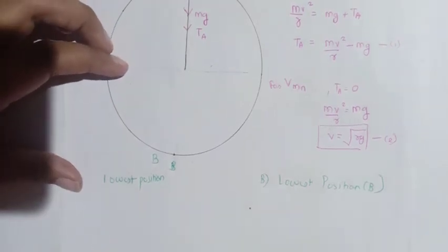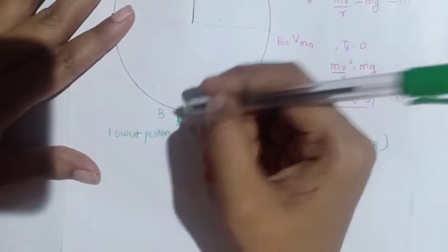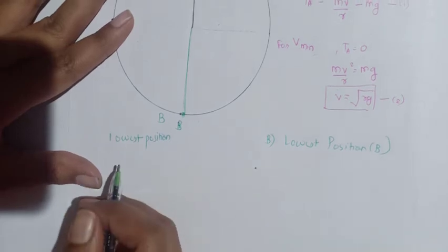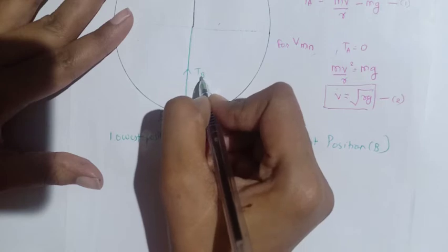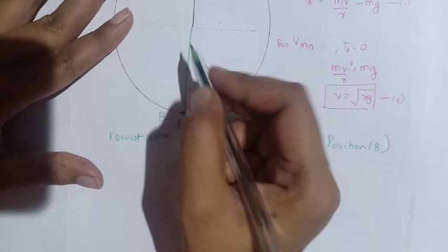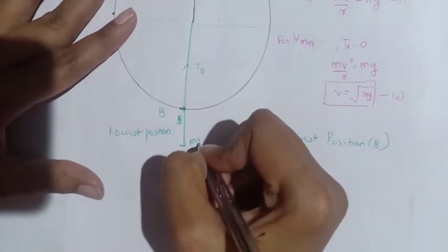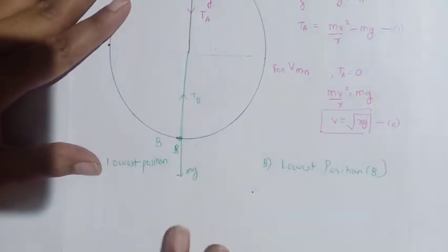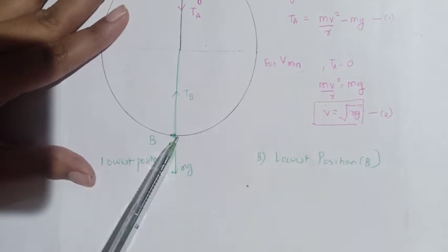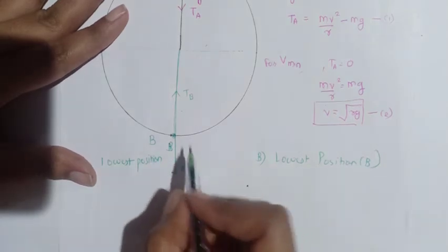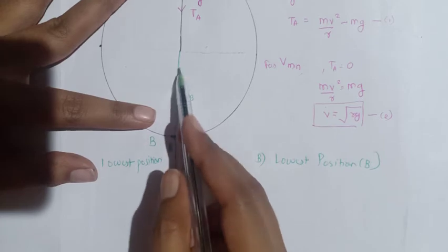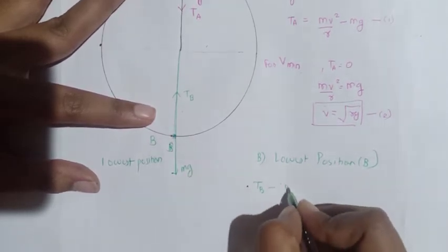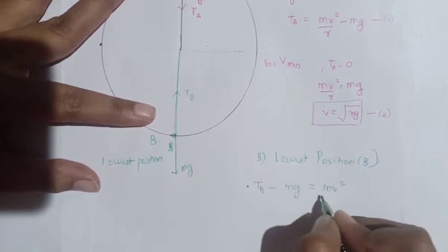Similarly, at the lowest point B, consider the forces on the particle. The string will be like this and the bob will be at this position. Tension TB acts vertically upward toward the center, and weight mg acts vertically downward, in the direction of the center of the earth. Here mg and TB have opposite directions. As we are considering in terms of tension, TB is toward the center, so TB minus mg, with the minus sign because mg is opposite, equals the centripetal force mv square by r.